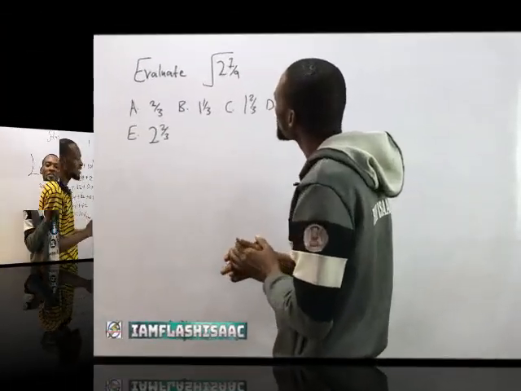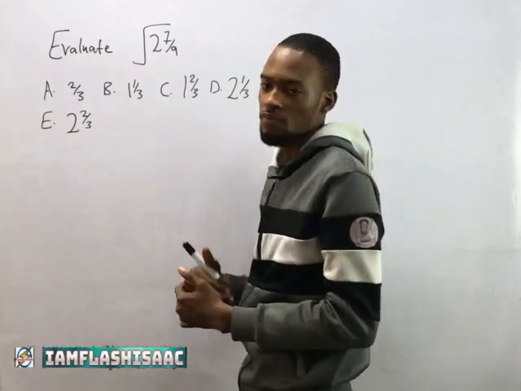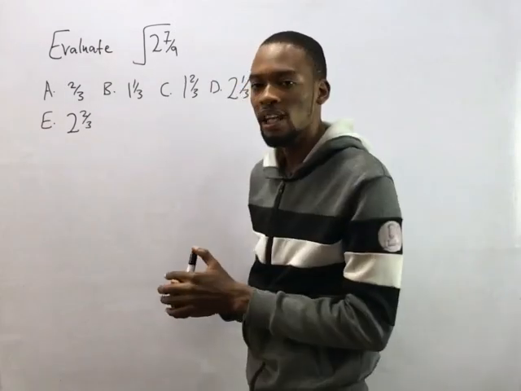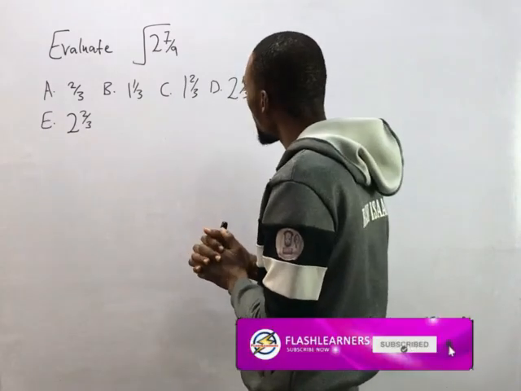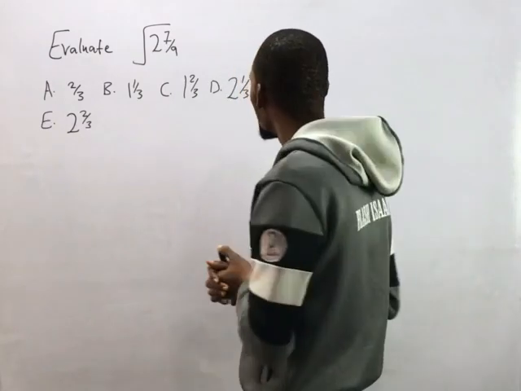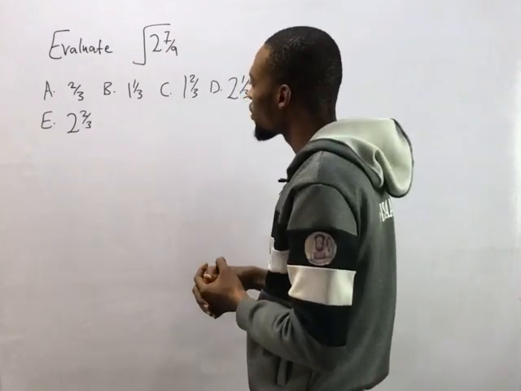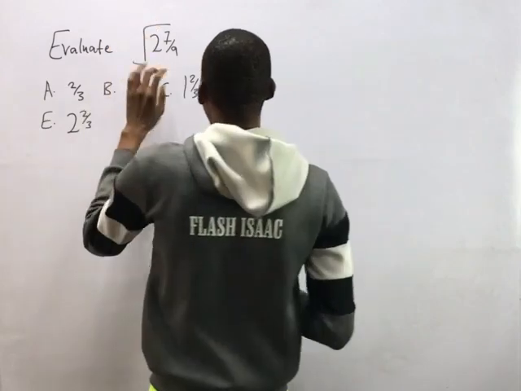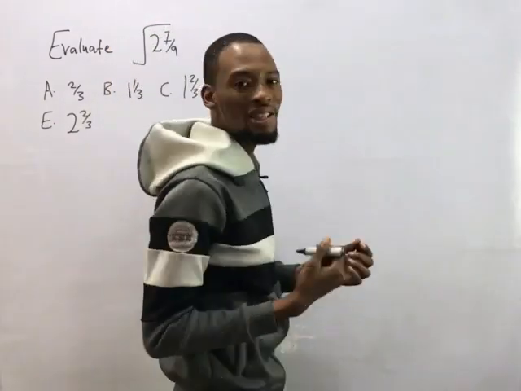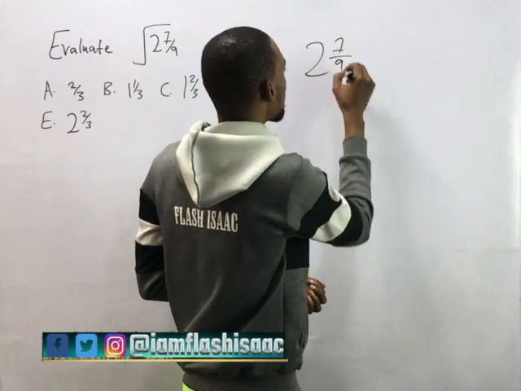Two whole number 7/9. Option A says 2/3. Option B says 1 whole number 1/3. Option C says 1 whole number 2/3. Option D says 2 whole number 1/3. Option E says 2 whole number 2/3. Now, this is square roots, and when you have something like this, it is called a mixed fraction. So this is 2 7/9.